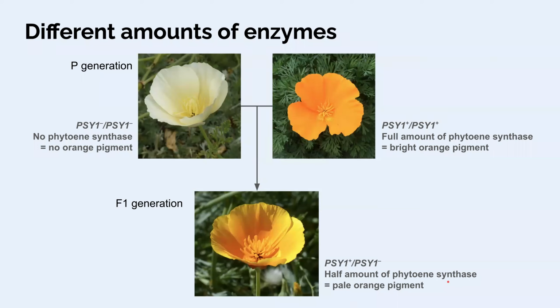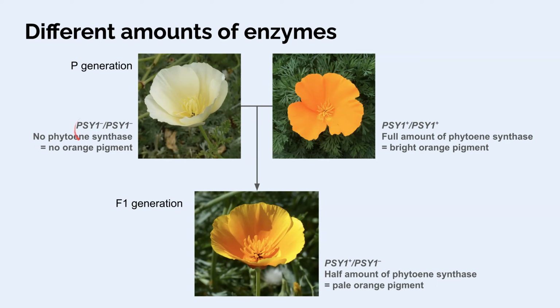So these populations that were true breeding that we saw before with the bright orange being able to continually produce bright orange offspring, that was a population that had only the PSY1 plus. So diploid individuals would be called homozygous, PSY1 plus, PSY1 plus, homozygous, well, I guess we'll just stick with that. Homozygous for the plus allele. And the population that had white flowers is homozygous for the minus allele.